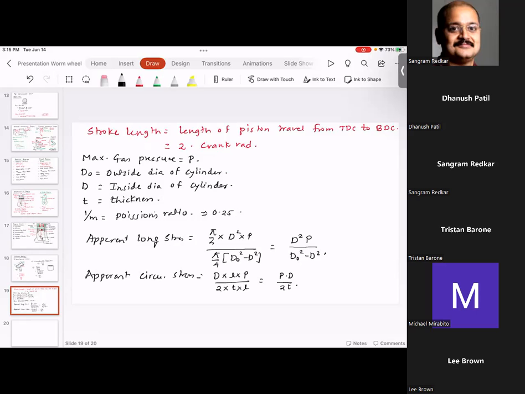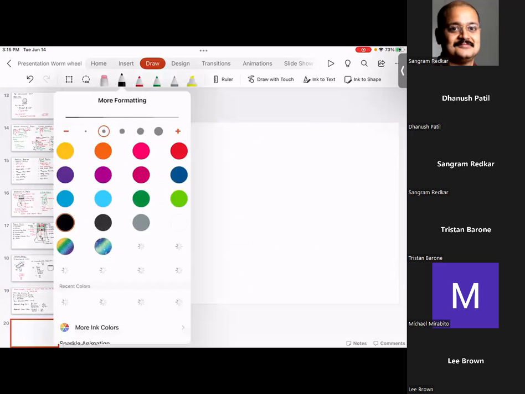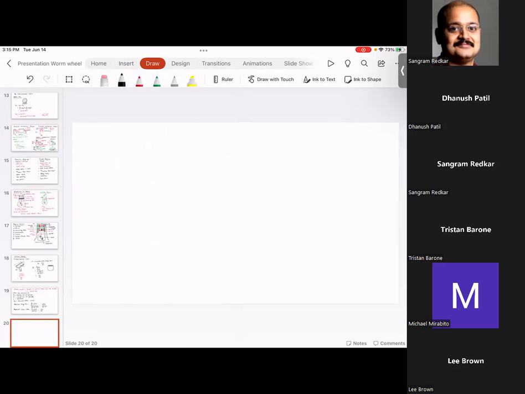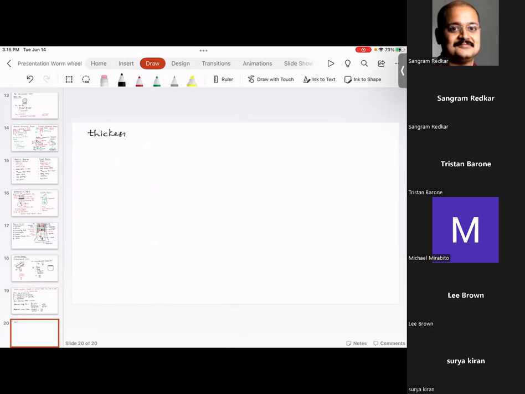So what this translates into is, if you want to find out the thickness of the cylinder, T is equal to P times D divided by 2 times sigma C plus a clearance, where sigma C typically, depending upon the material that you choose, if it is cast iron to an alloy that is used for the cylinder, would go from 35 to 100 Newton per millimeter square. And C is the clearance for reboring.